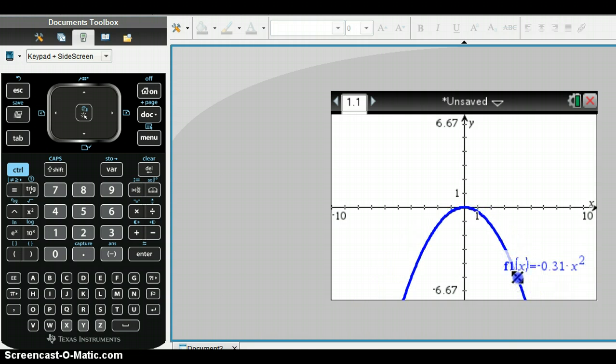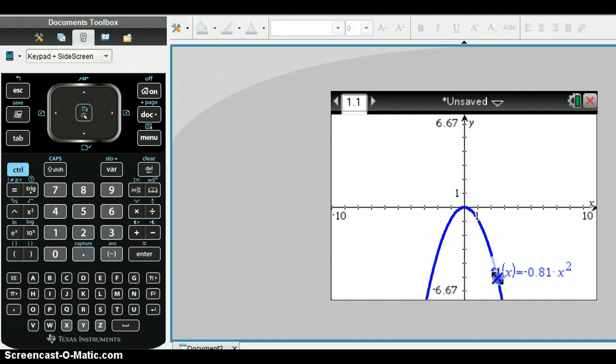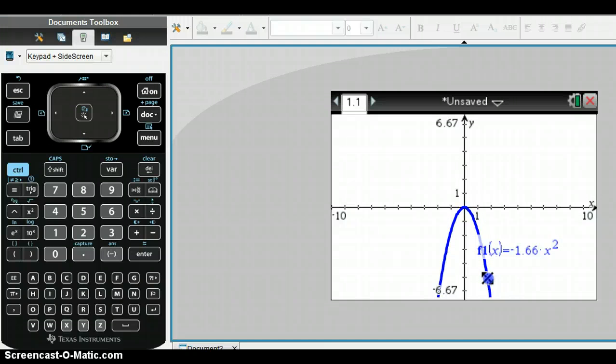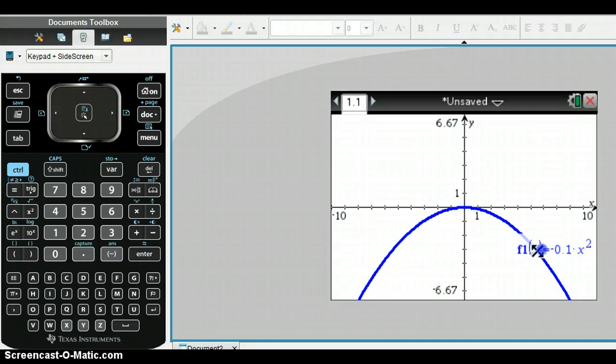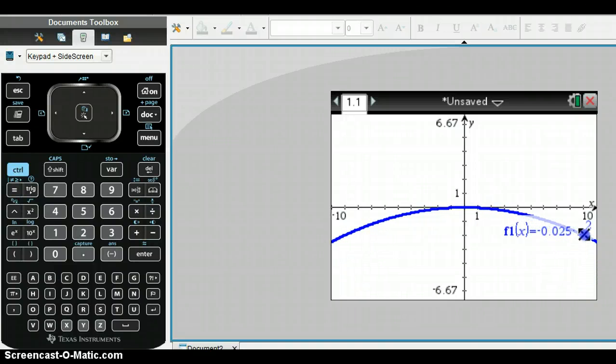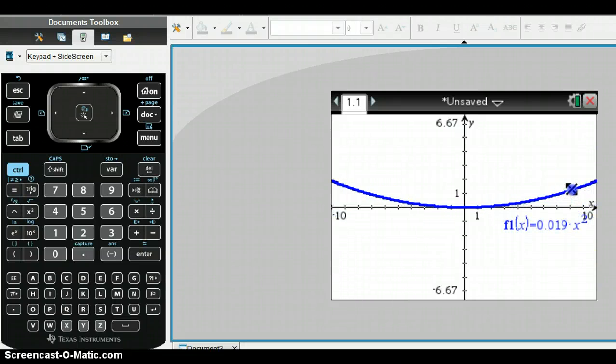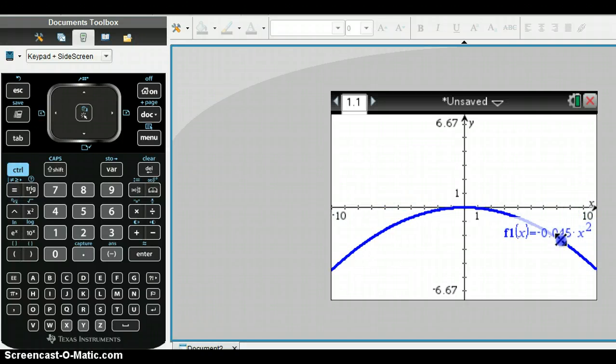If you grab it and move it closer to the y-axis, notice that k value is getting smaller and smaller. We're now at negative 1.66. And if I drag it the other way, the k value is getting bigger and bigger. It's at negative 0.023 because it's getting closer to the x-axis. So you can play around with that graph and see what it does either way and be able to graph that as well.